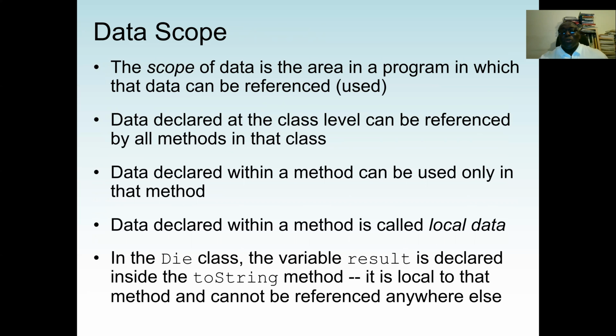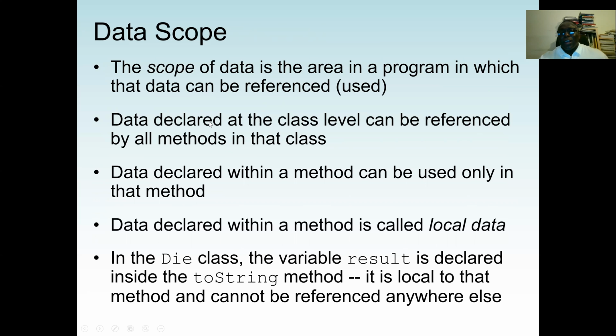So an example would be the instance variable. An instance variable can be used by any method in the class, because it's seen by all. But when I declare a method and I have a variable declared inside that method, then only that method can use it, which is called local. So here we say the scope of data is the area in a program in which the data can be referenced or used.